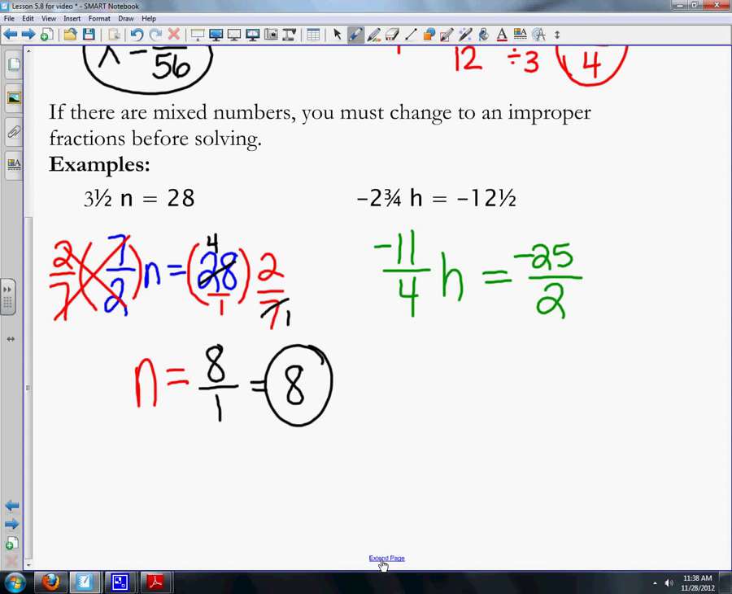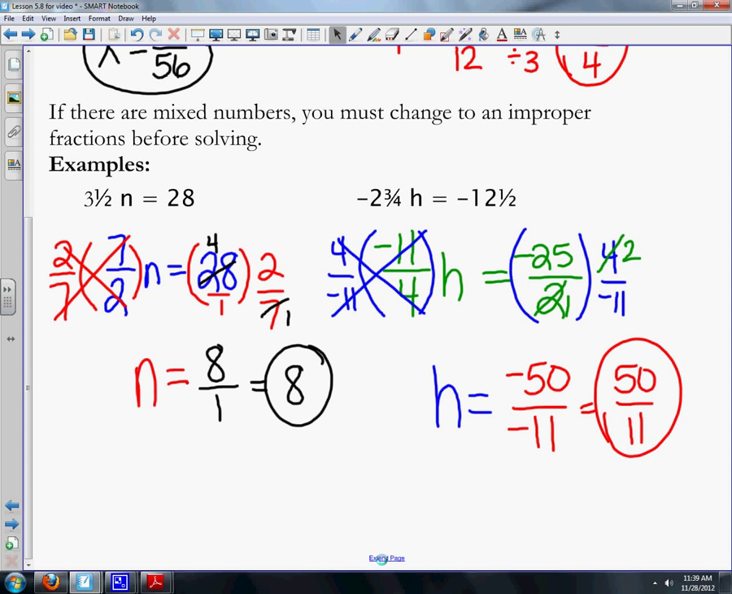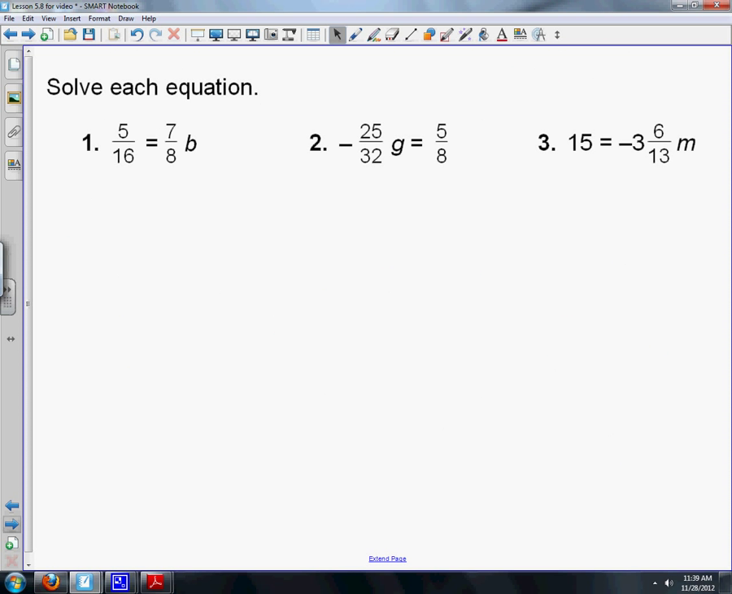So now I am going to multiply by the reciprocal, which is 4 over negative 11. These cancel out, and I'm left with h. Now, I can see that I can cross reduce. So 4 becomes 2 and 2 becomes 1. So I have negative 25 times 2, which is negative 50. And 1 times negative 11 is negative 11. So that turns into a positive 50 over 11. Okay, so try these 3 problems and then we will correct.